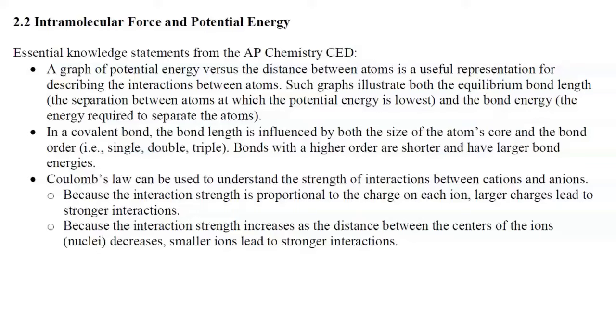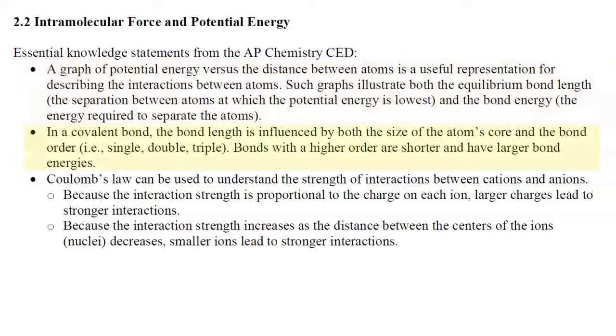Topic 2.2, Intramolecular Force and Potential Energy. Here are some essential knowledge statements from the AP Chemistry course and exam description. A graph of potential energy versus the distance between atoms is a useful representation for describing the interactions between atoms. Such graphs illustrate both the equilibrium bond length, the separation between atoms at which the potential energy is lowest, and the bond energy, the energy required to separate the atoms.